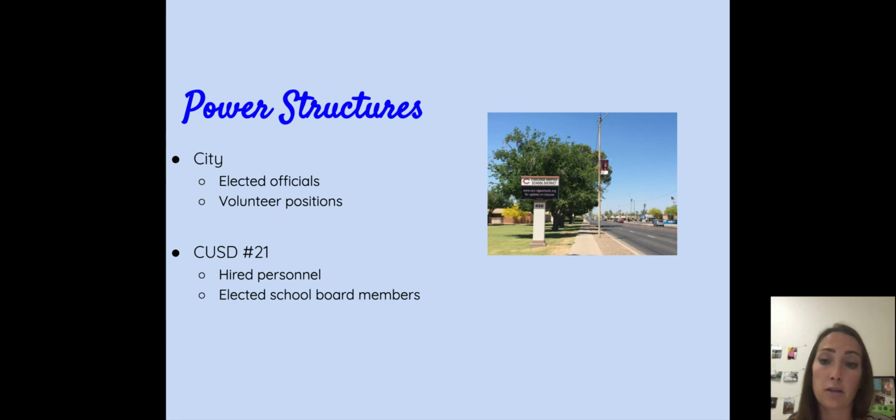Looking at power structures at the city level, there are both elected officials and volunteer positions. Looking at the district, Coolidge Unified School District number 21, we obviously have our hired personnel. Our superintendent, our directors, those are all hired. That obviously trickles down into teachers and school site administration. And then there are elected members such as the school governing board.